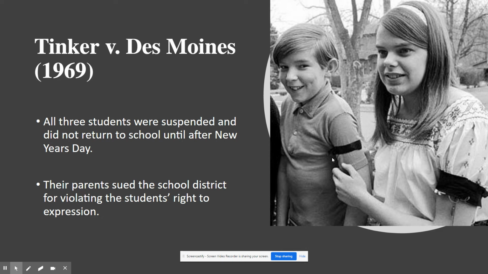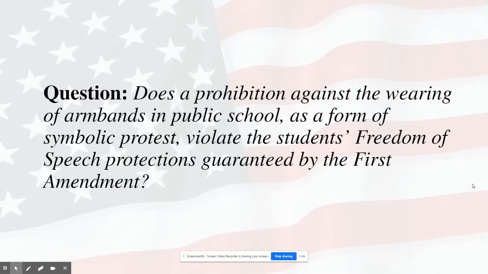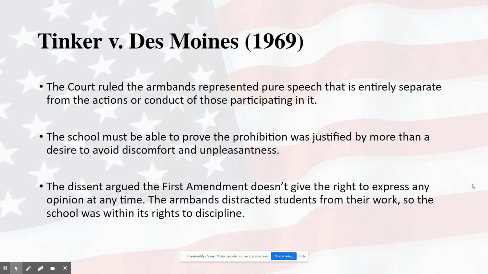So again, here are the armbands that they were wearing to school. So, does the prohibition against the wearing of armbands in a public school as a form of symbolic protest violate the students' freedom of speech protections guaranteed by the First Amendment? So, does wearing those armbands and then getting suspended for it violate their First Amendment rights within a public school?